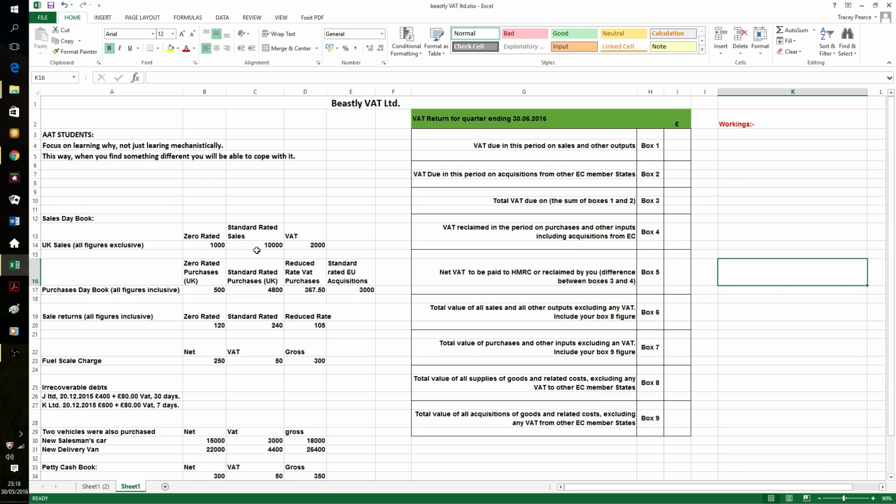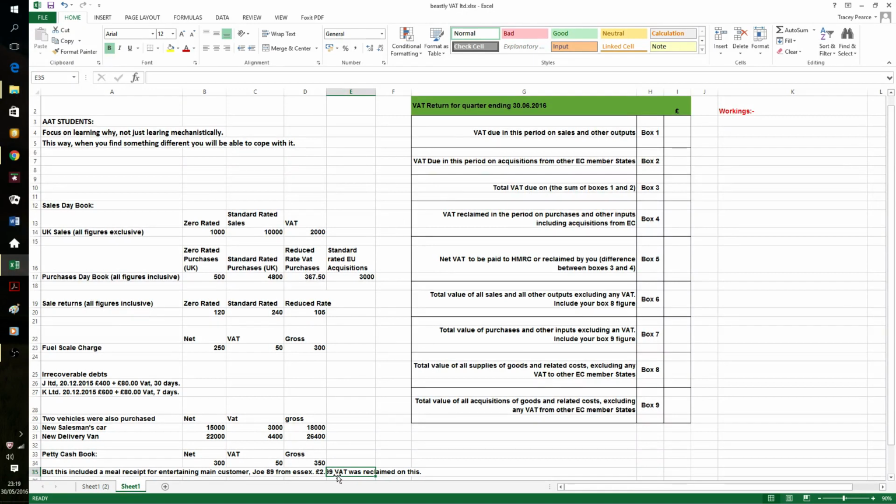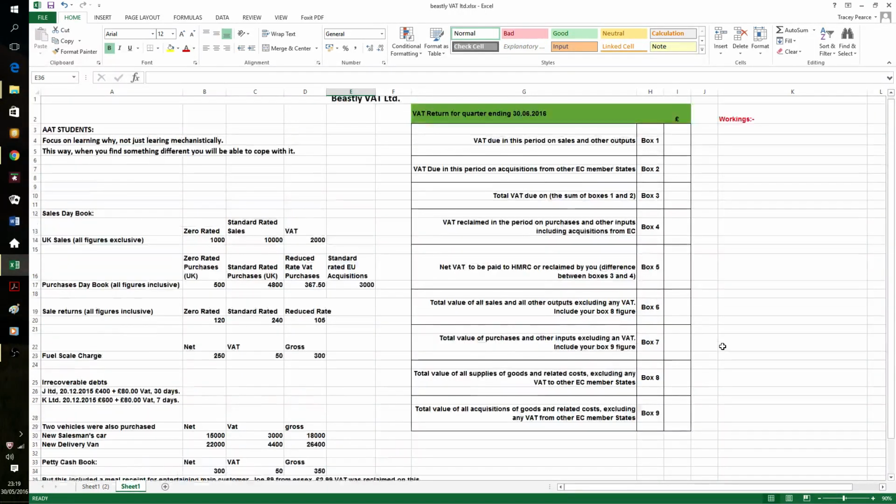day book, we have got a purchases day book, we've got some sales returns, a fuel scale charge, 2 bad debts. We've also got a couple of odd little other purchases. We've got a salesman's car and a delivery van. Should instantly remember that one from ACPR. And then we've got a petty cash book. There's a little bit of a meal receipt. Well, yes, we're going to worry about that when we get to it. And then there'll be an error to go in as well.